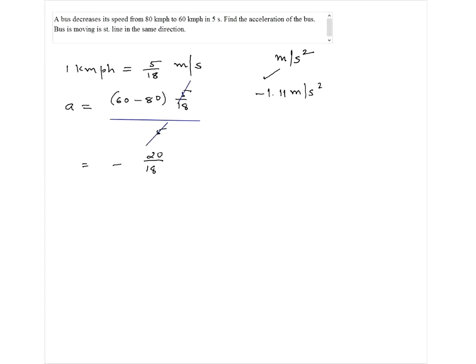Yes, go ahead. Sir, can we say that body has a retardation of 1.11 meter per second square? Oh yes. Yes.